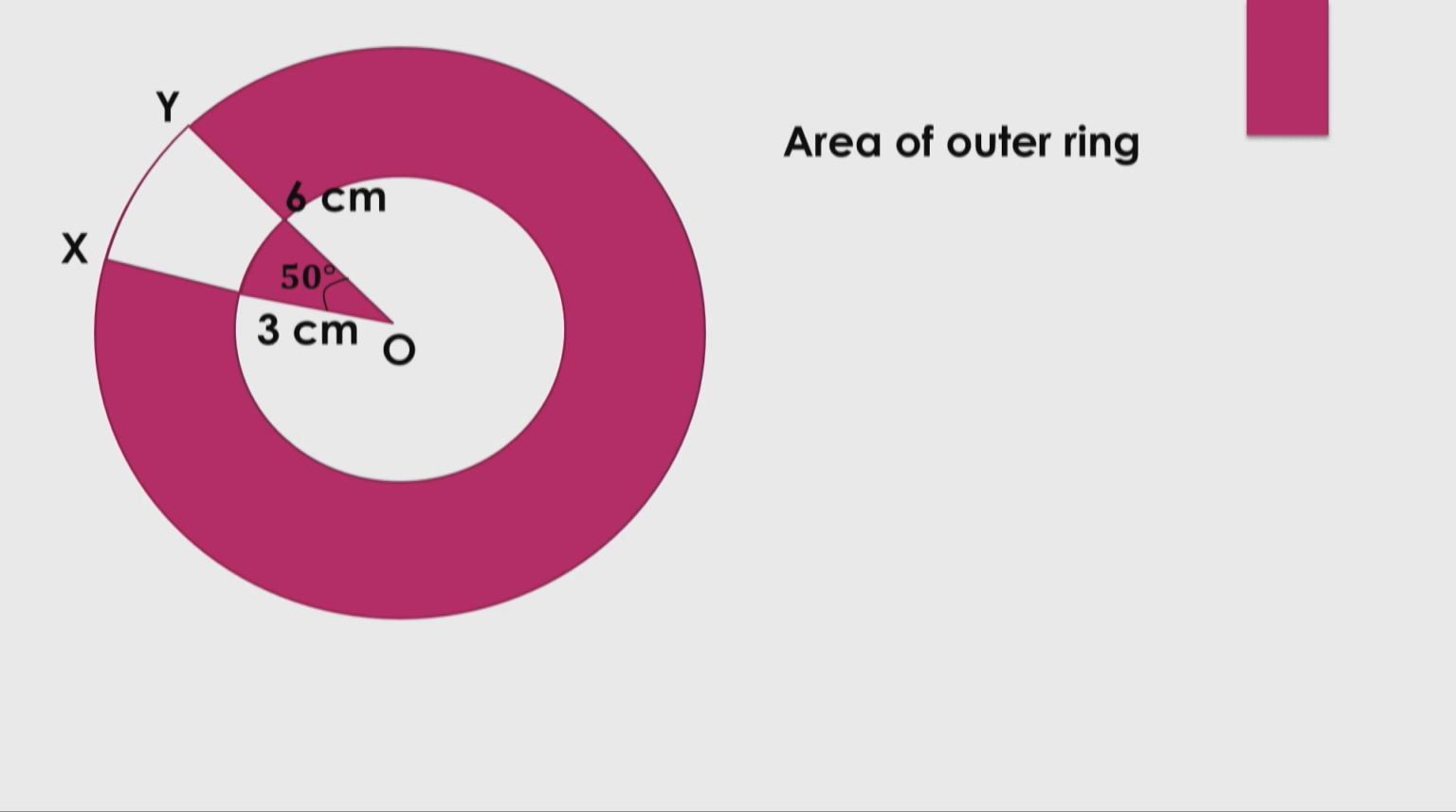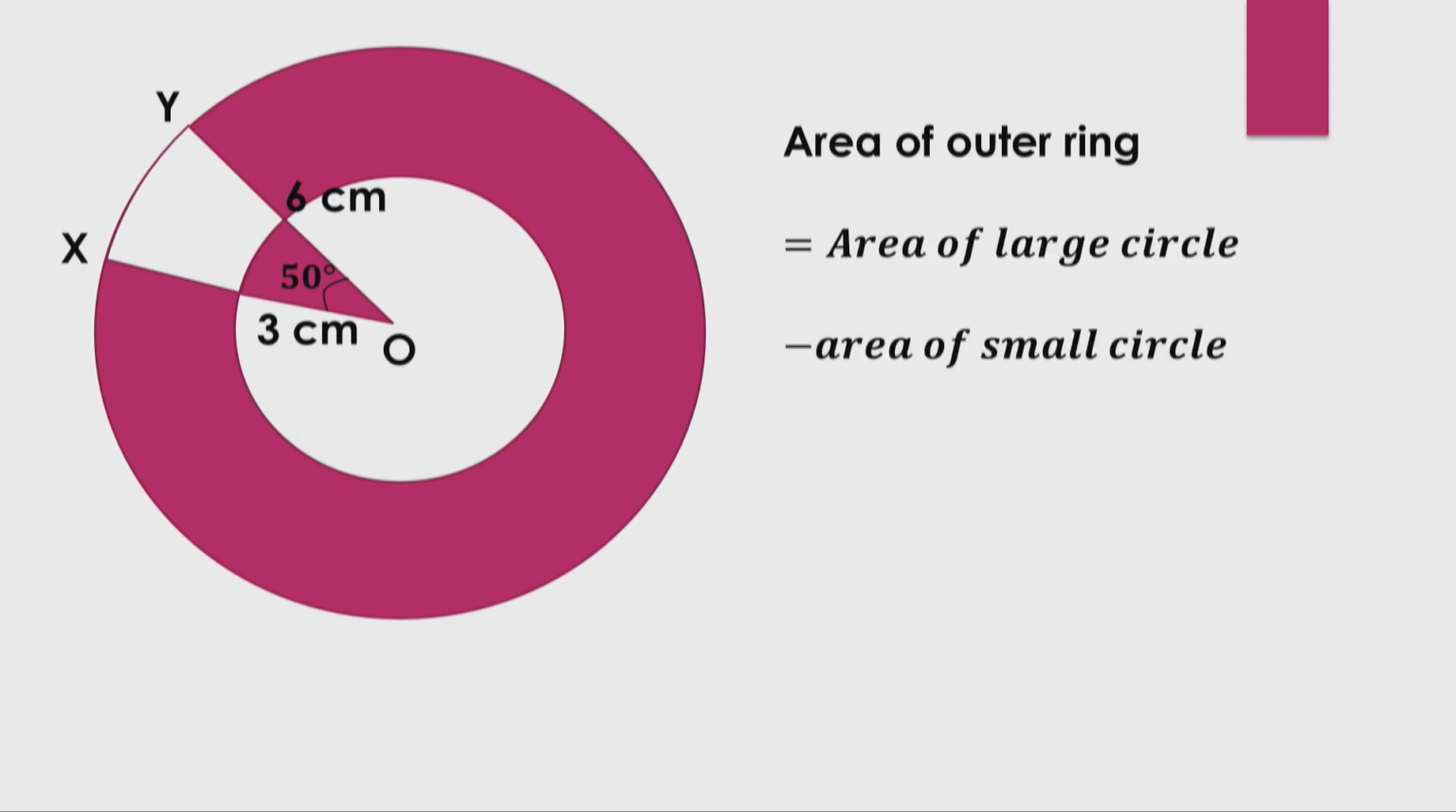Area of outer ring is area of large circle minus area of small circle. Pi multiplied by 6 squared minus pi multiplied by 3 squared centimeters squared. Evaluating this, we get 84.82300 centimeters squared.